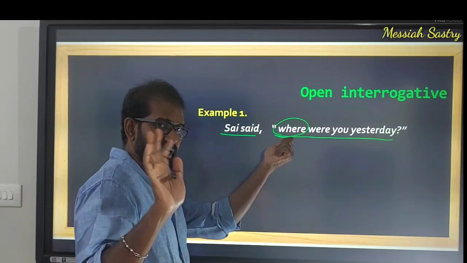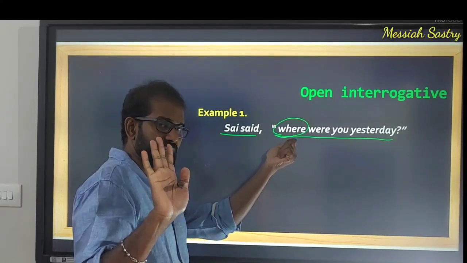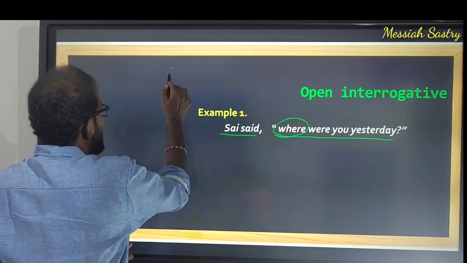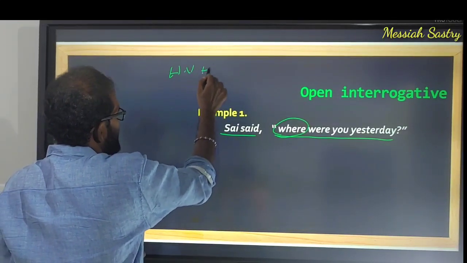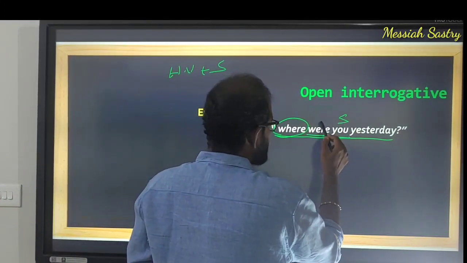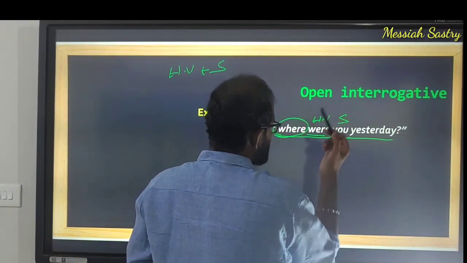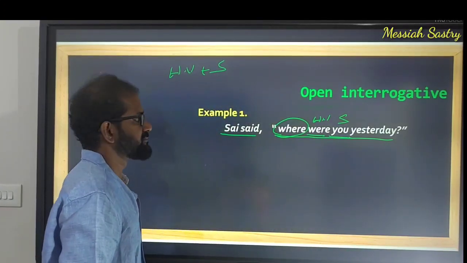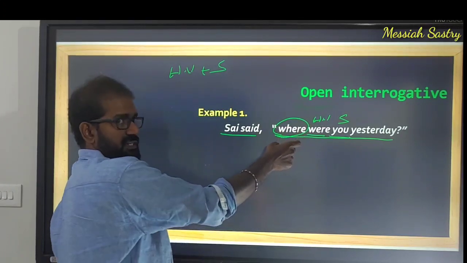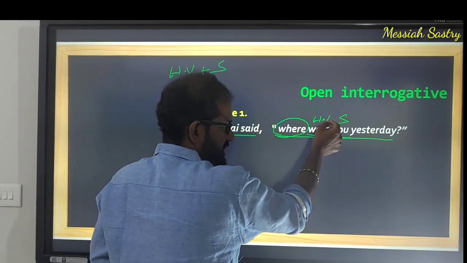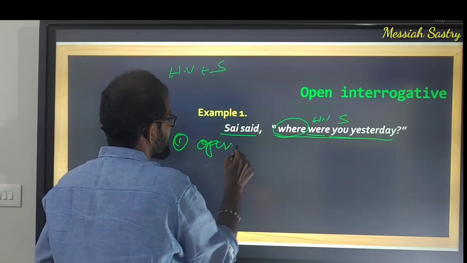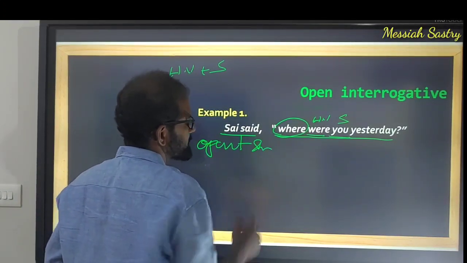Even though there is a question word, it doesn't mean that it's an open interrogative. See whether there is inversion or not. What is inversion? Helping verb comes first and then subject. Were you. You is the subject, were is a helping verb. So there is inversion. So this is an open interrogative sentence. It begins with the question word and there is inversion. So it is an open interrogative sentence.